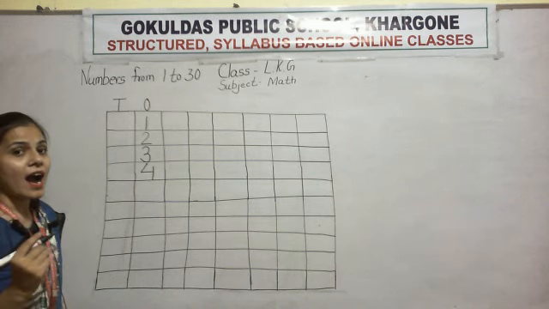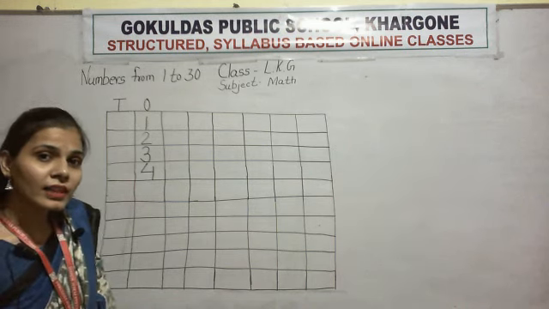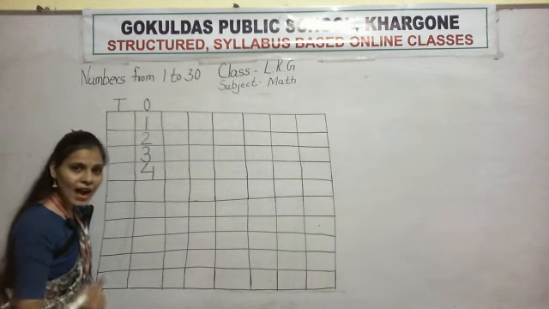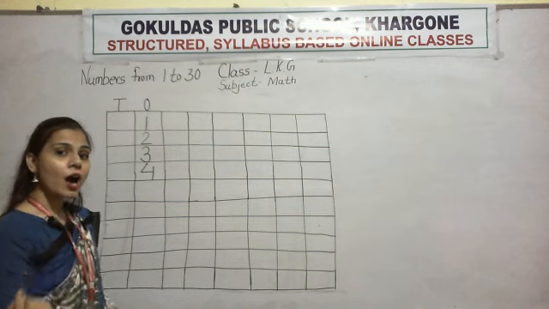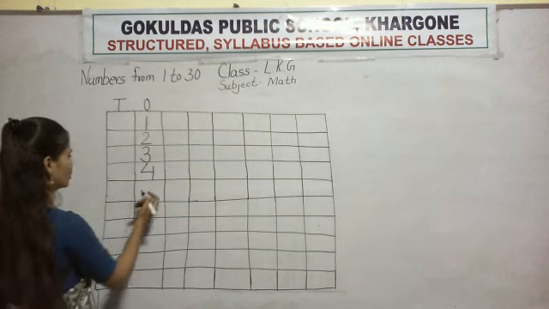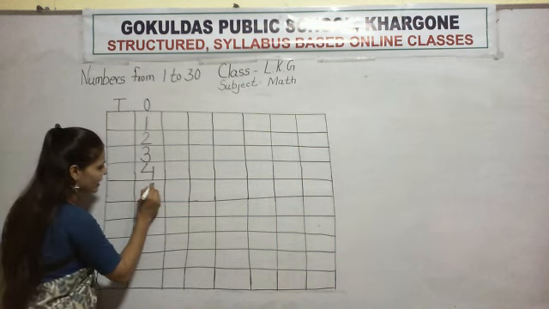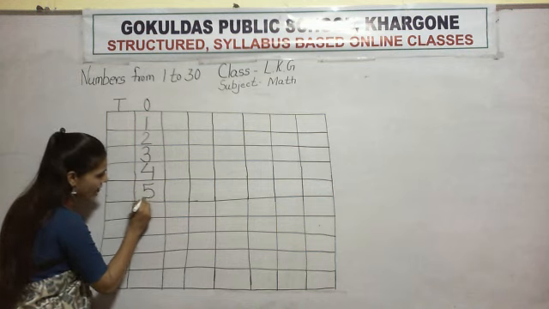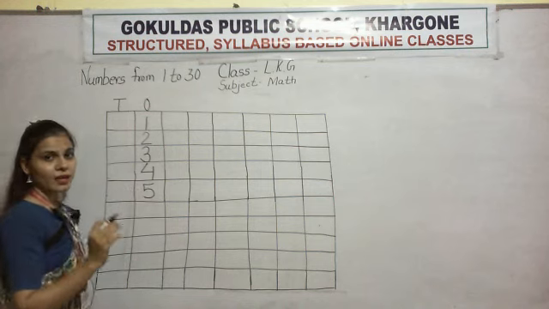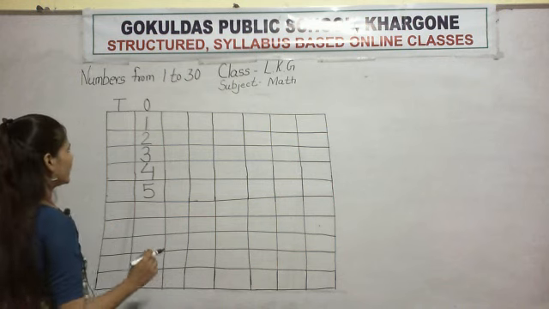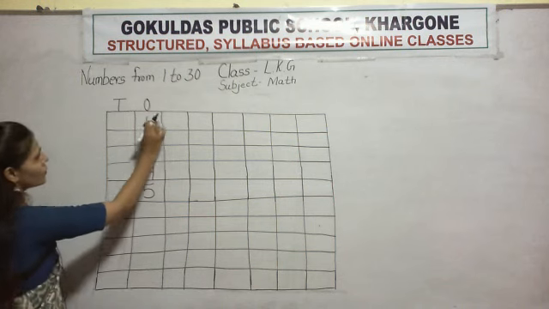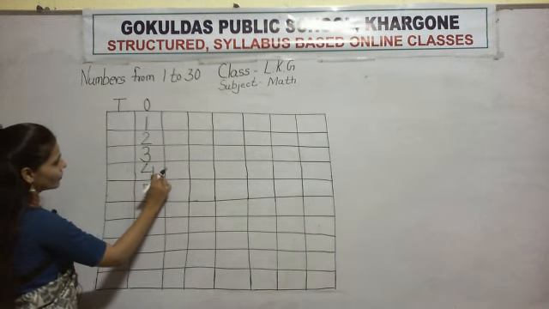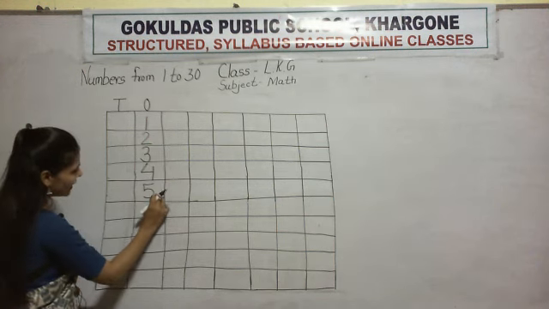Now tell me after number 4, which number will come? After number 4, number 5 will come. So, how to write number 5? Look here. We will write slipping line, standing line and half curve. This is number 5. So, you complete it. 1, 2, 3, 4, 5.